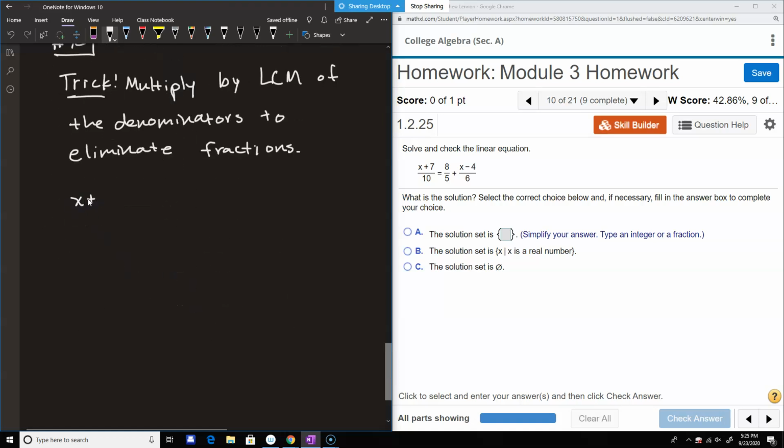So we have x plus 7 over 10, and this equals 8 over 5 plus x minus 4 over 6. We're looking at all three denominators, 10, 5, and 6, and we want a common multiple. So a number that all three of those divide into easily. So 30 would work, right? 10 goes into 30, 5 goes into 30, and 6 goes into 30. So we multiply both sides of the equation by 30.